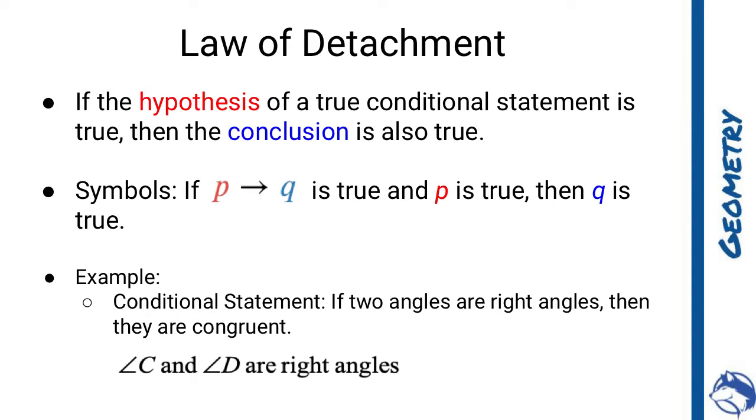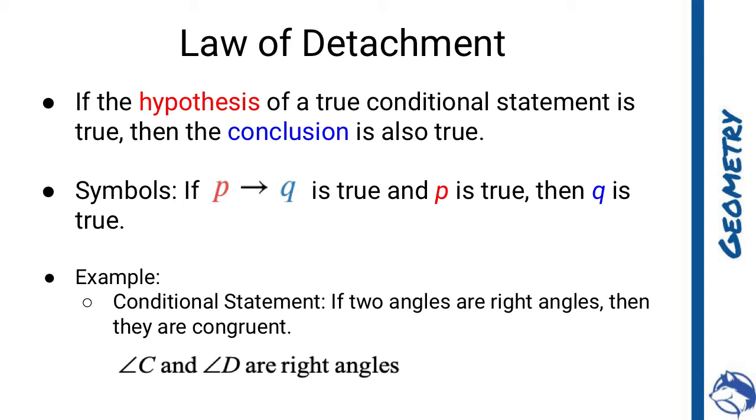First, we're going to talk about the law of detachment. So, first thing is, if the hypothesis of a true conditional statement is true, then the conclusion is also going to be true. So this would denote P implies Q. So if that's true and P is true, then Q is true.